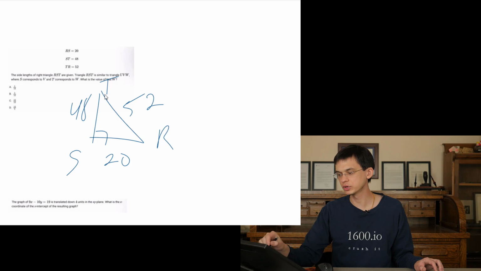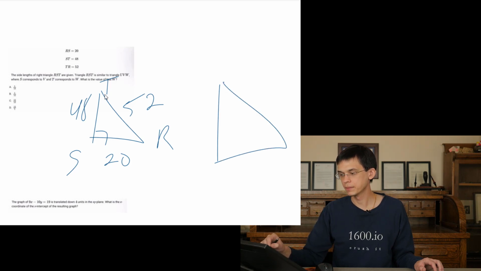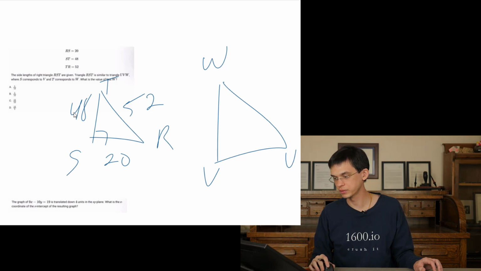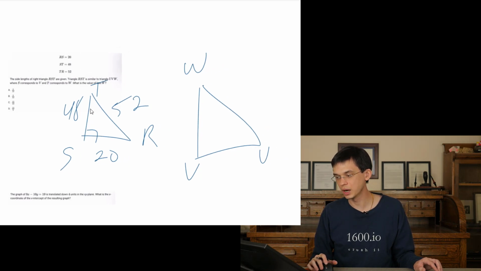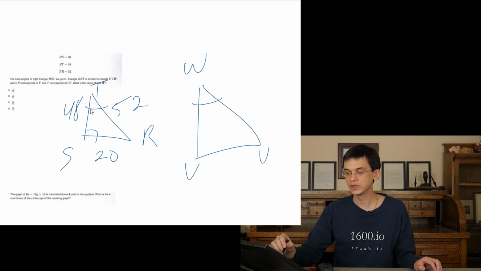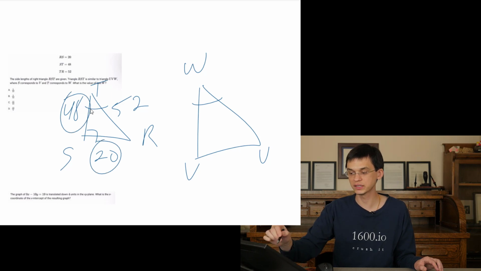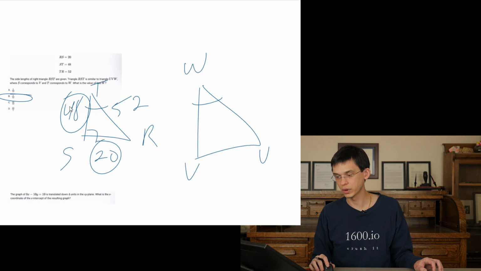So they're saying that we have a similar triangle, UVW, where U corresponds with S. Wait, no. S corresponds with V. T corresponds with W. So U corresponds with R. So when they're asking what's the value of tangent of W, tangent of W is going to be tangent of T. Tangent is opposite over adjacent. 20 over 48 is going to be equal to 5 over 12.